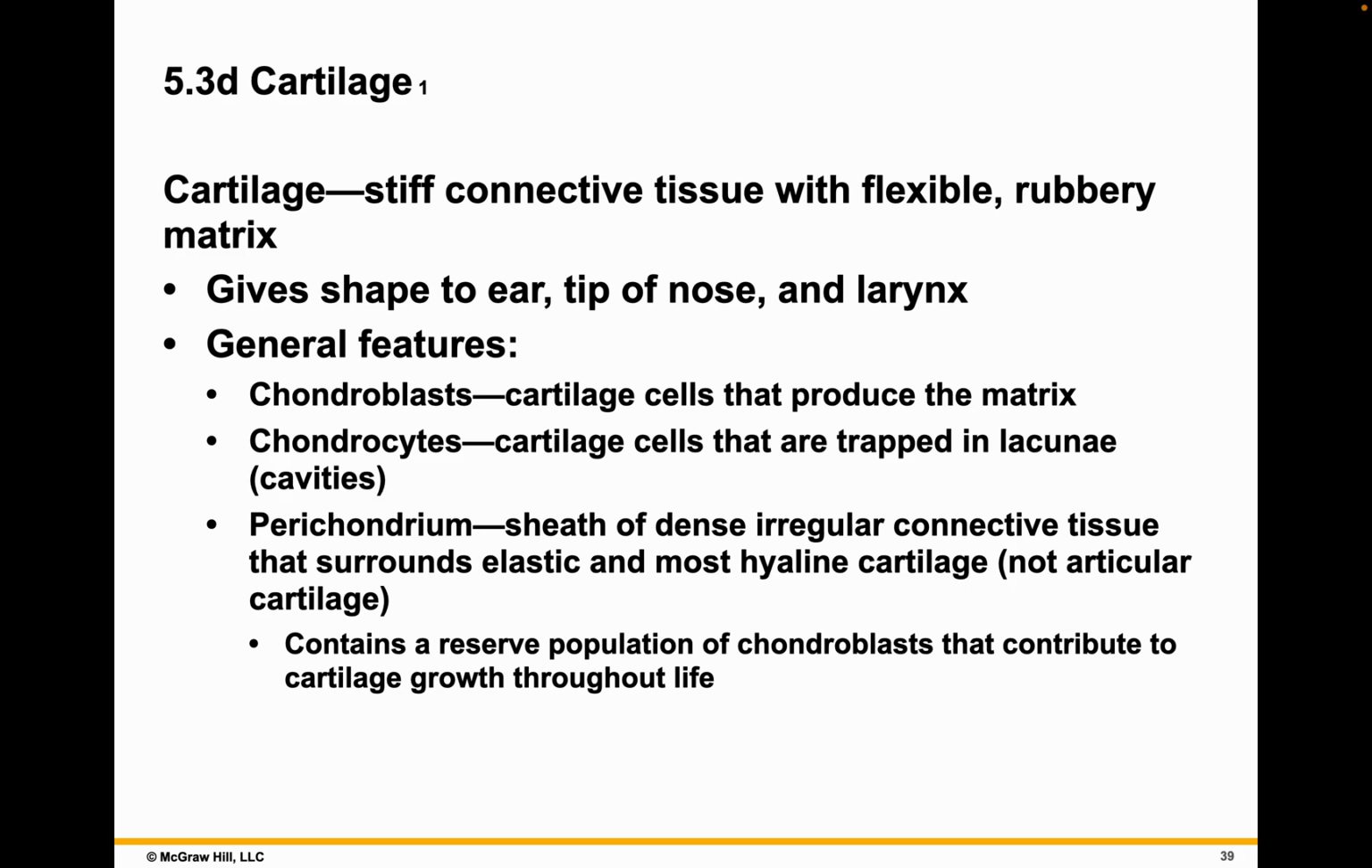And perichondrium is a sheath of dense irregular connective tissue that surrounds the elastic and mostly hyaline cartilage. We do not find that perichondrium in articular cartilage. It contains a reserve population of chondroblasts that can contribute to cartilage, so it will grow throughout life.